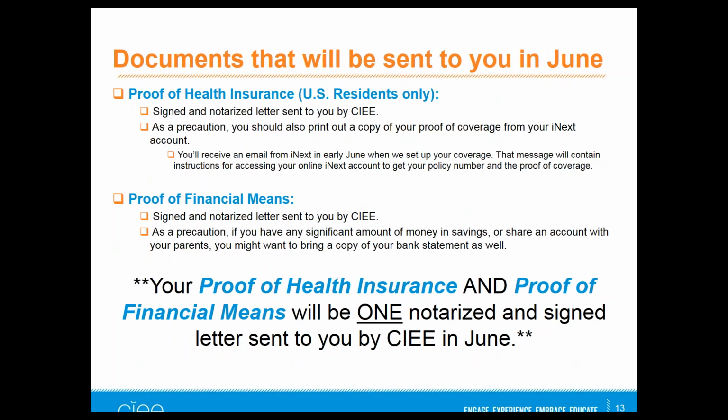The next 2 ones are the documents from CIEE. This is going to be a physical letter sent to you in early June, which will be a notarized document that meets the consulate's health insurance requirement and financial means requirement. We will automatically be sending this letter to all participants that have confirmed their placements. There's nothing you have to do except to make sure that your mailing address has not changed and that it is up to date in your application.